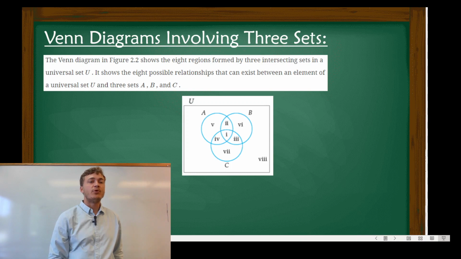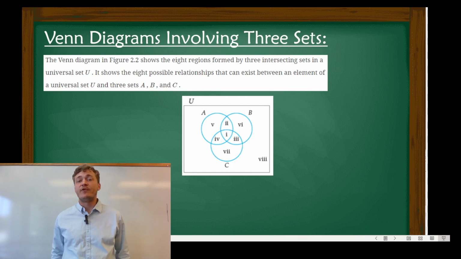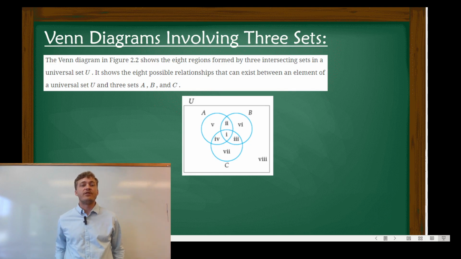We go to our next example here that shows a Venn diagram involving three sets. The Venn diagram in the following figure shows the 8 regions formed by 3 intersecting sets. It shows the 8 possible relationships that can exist between an element of a universal set and 3 sets A, B, and C. Now consider why we might have 8 elements. Why would we have 8 relationships? Well, we now have the possibility of the element is either in or not in the following set, and we have 3 sets to work with.